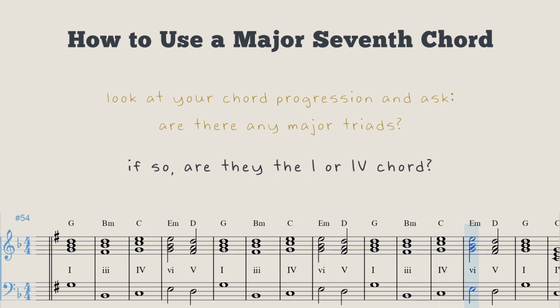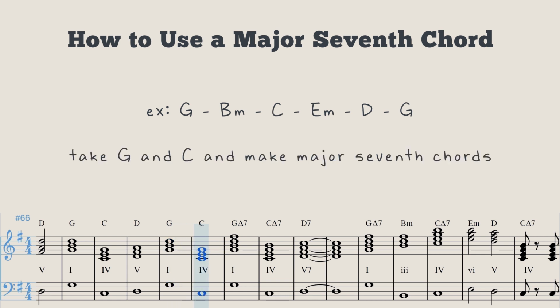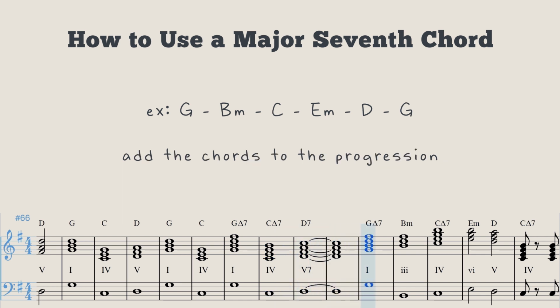In our progression, we have 3 major triads. G major is the 1 chord, C major is the 4 chord, and D major is the 5 chord. We take G and C and turn them into major 7th chords, but not D because again it's the dominant, and then we put those 2 chords back into the progression.